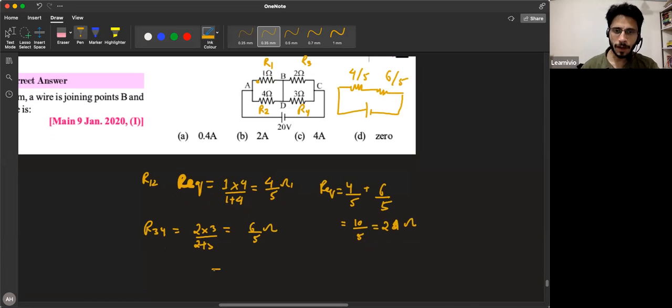So once you have R equivalent, you can easily calculate the total current. The total current will be total voltage divided by the total resistance. So the total resistance is 2, so the total current is 10 amp. Now you know that the current passing through this resistor is 10 amp. When current enters here, it will divide into two parts. Let's say 10 ampere enters here. Some current, let's say I, passes through this resistor, and the remaining current, 10 minus I, will pass through this resistor.